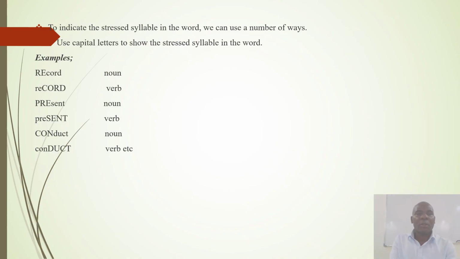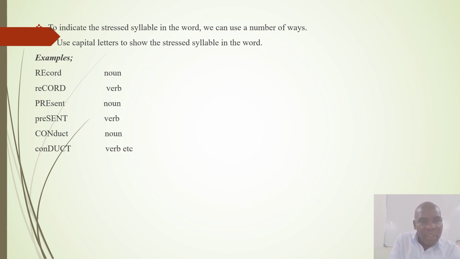To indicate the stressed syllable in the word, we can use a number of ways. There are very many ways in which we show stress, or we indicate that this word or this syllable is the one that is stressed in the word. And number one, we can make use of capital letters to show the stressed syllable in the word. We capitalize either the first or second syllable depending on which syllable is stressed.